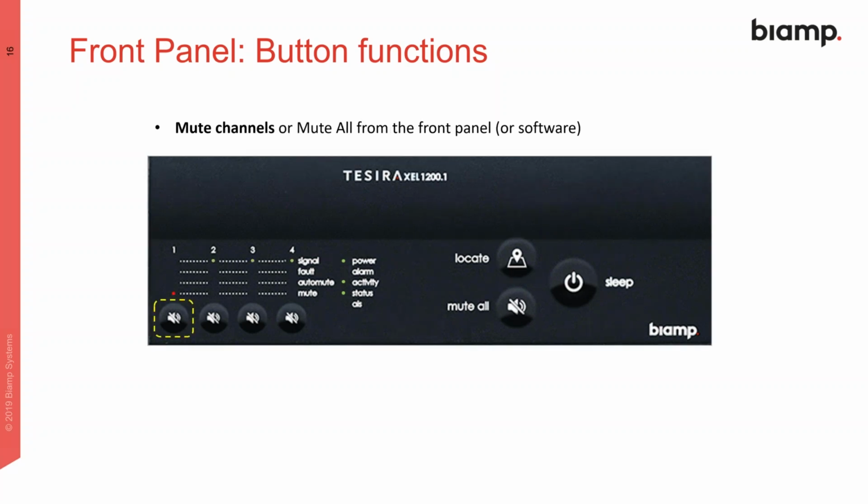We've got channel mute by front panel selection. We also have a mute all function for all 4 channels. If you were to have channel 1 and 3 muted and then hit mute all, 2 and 4 will also mute. When you undo mute all, channels will unmute.